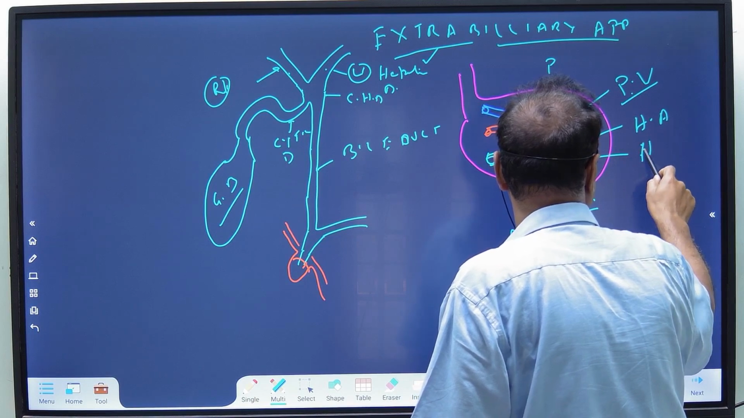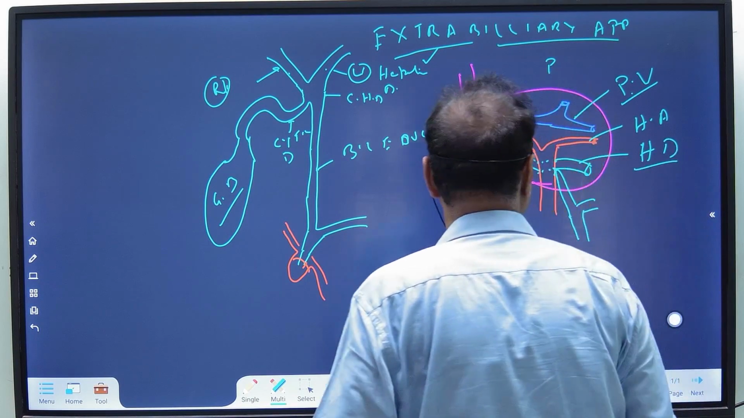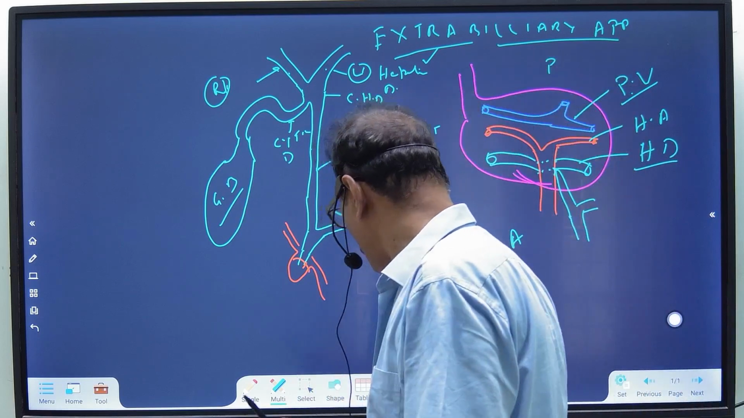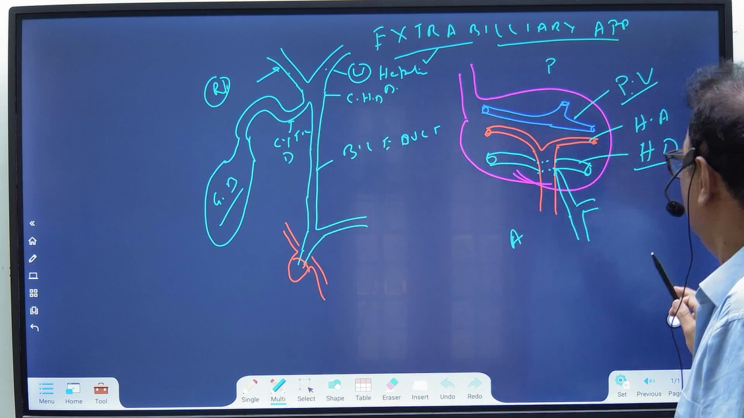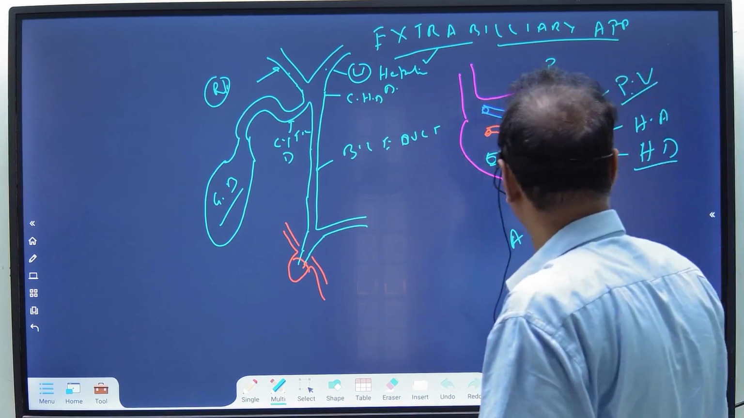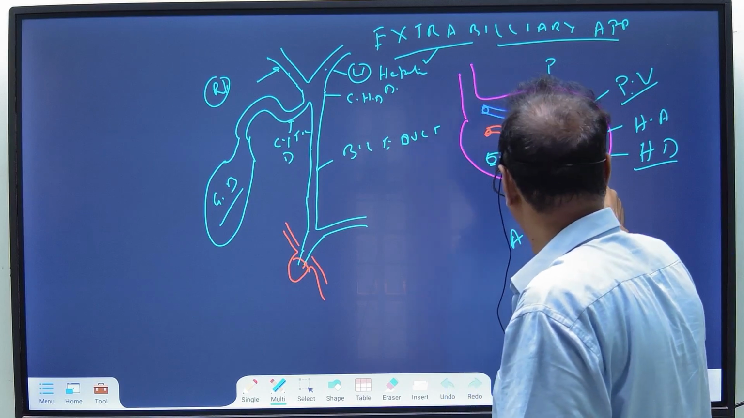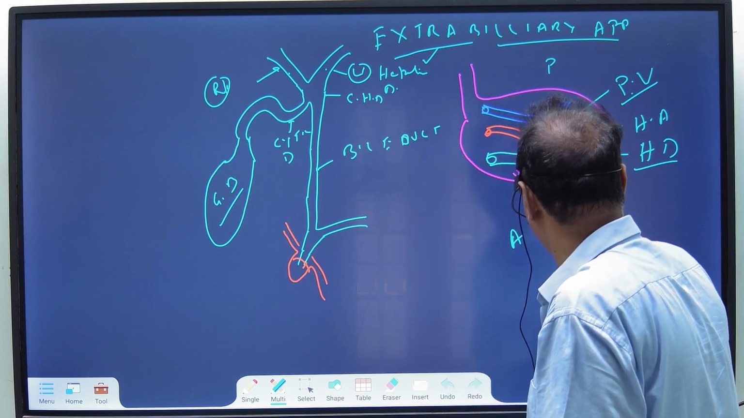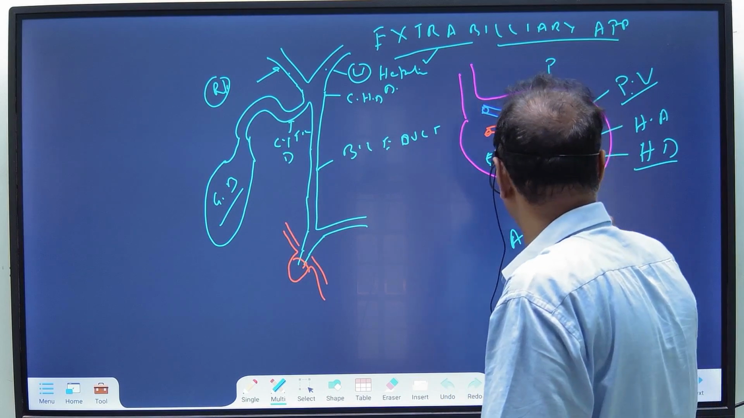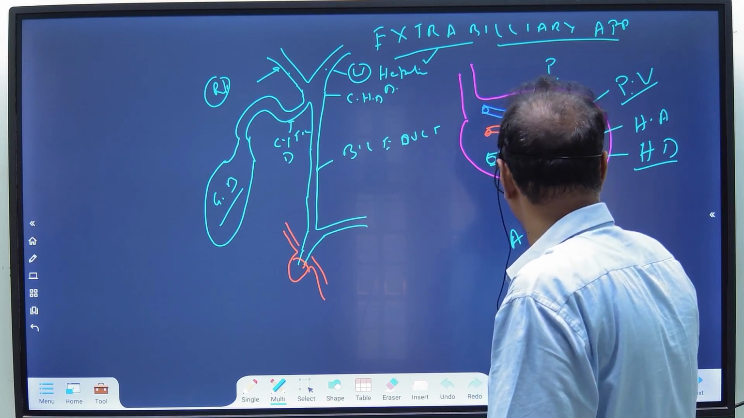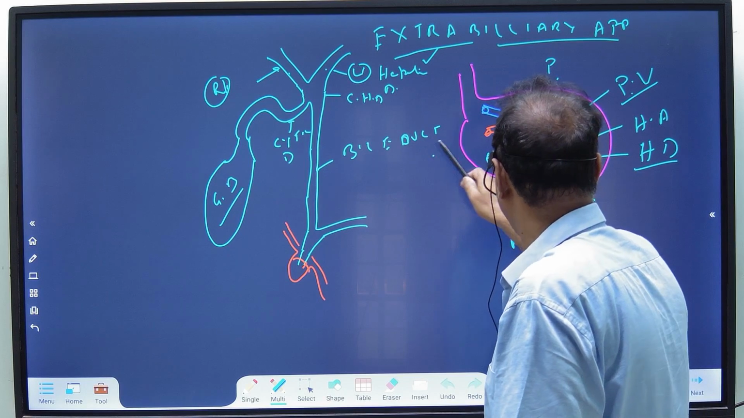This is the hepatic duct which forms the common bile duct. So the common bile duct we will see in the right free margin of the porta hepatis. This is the picture of the porta hepatis. This is the right side, this is posterior, this is anterior, this is left side, this is right side.